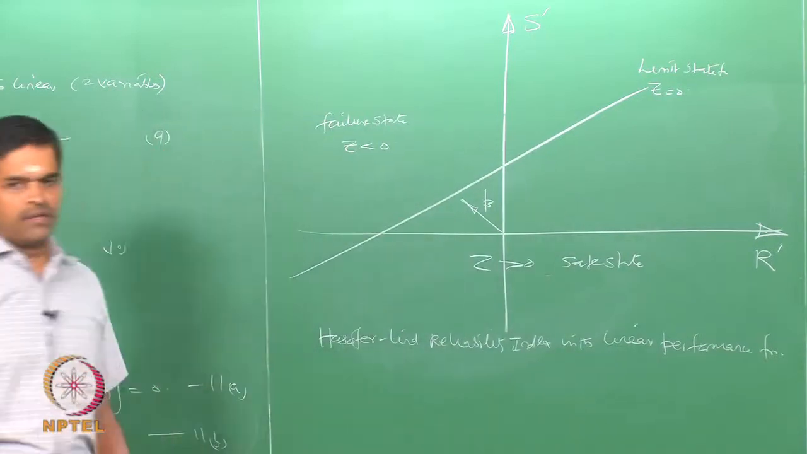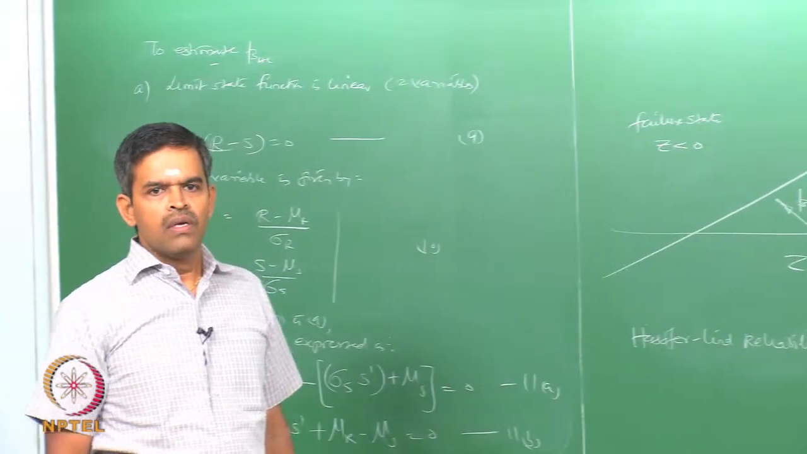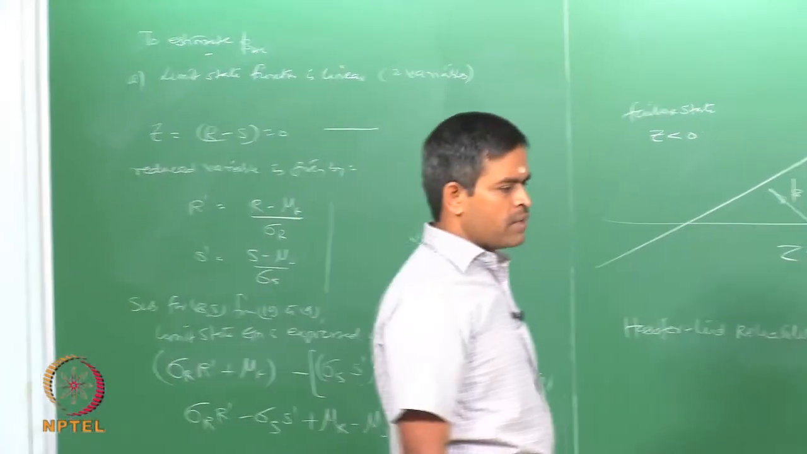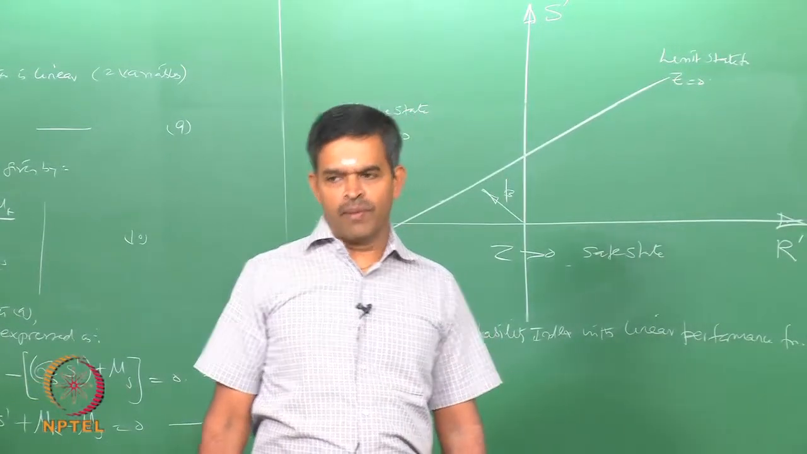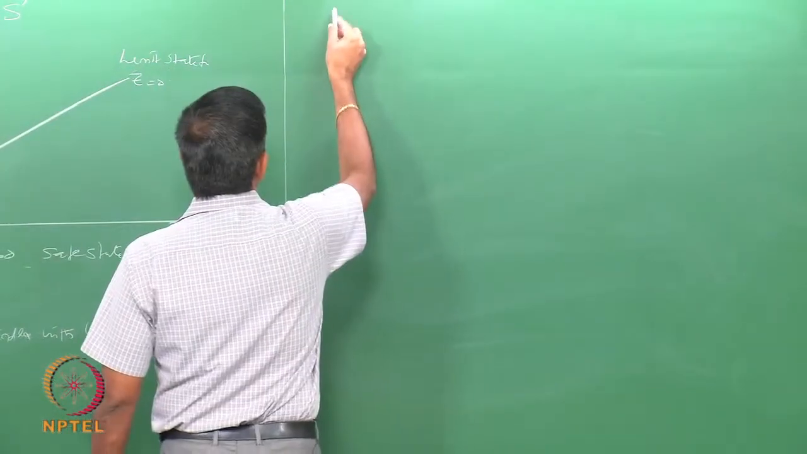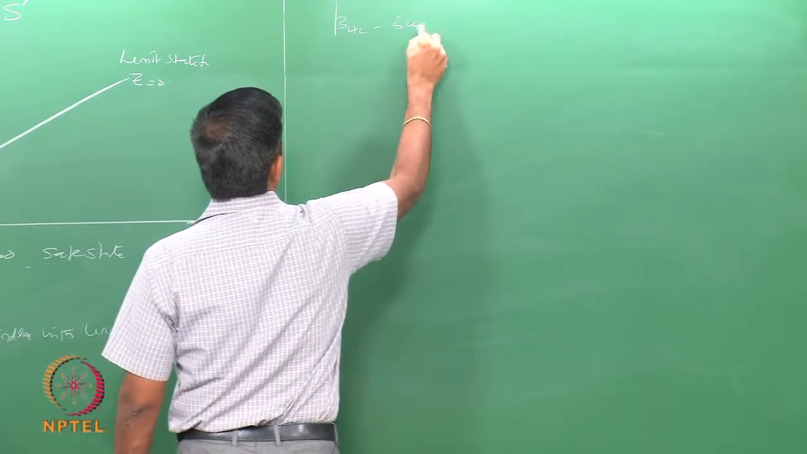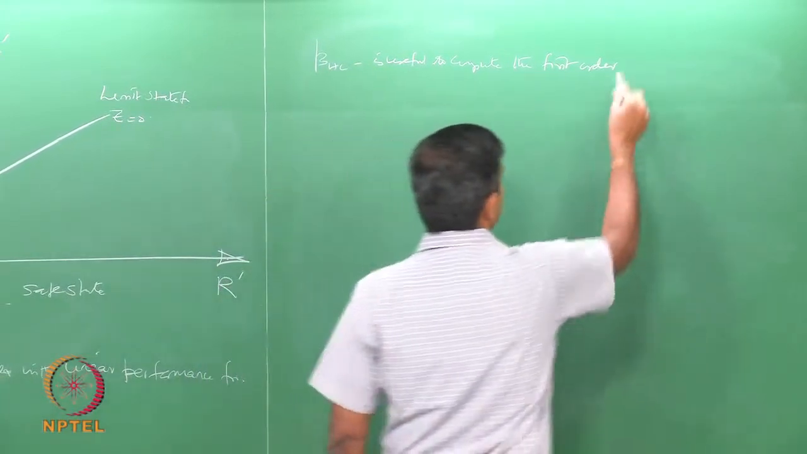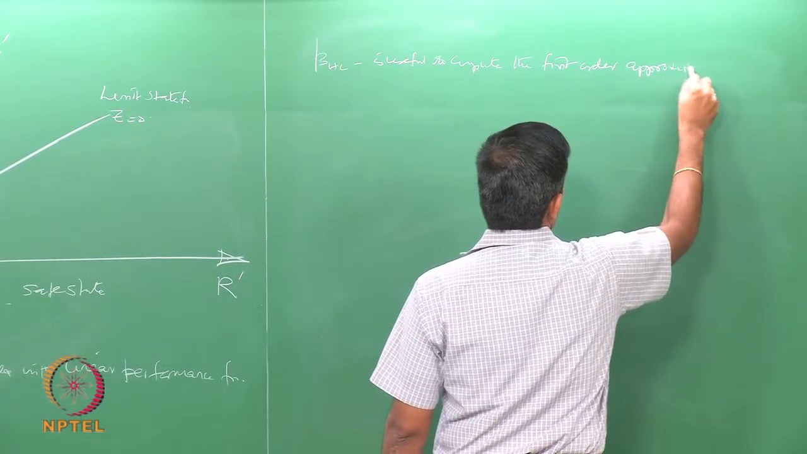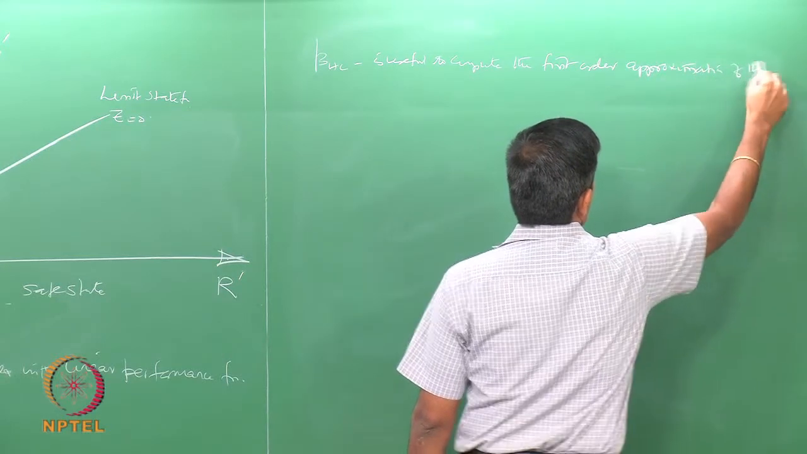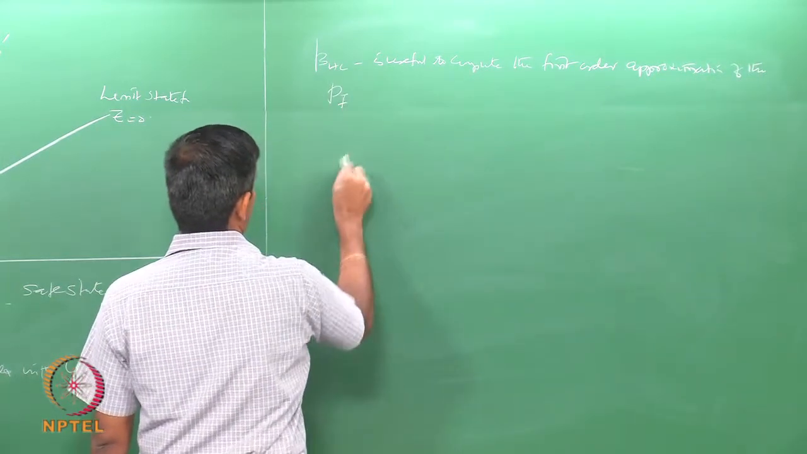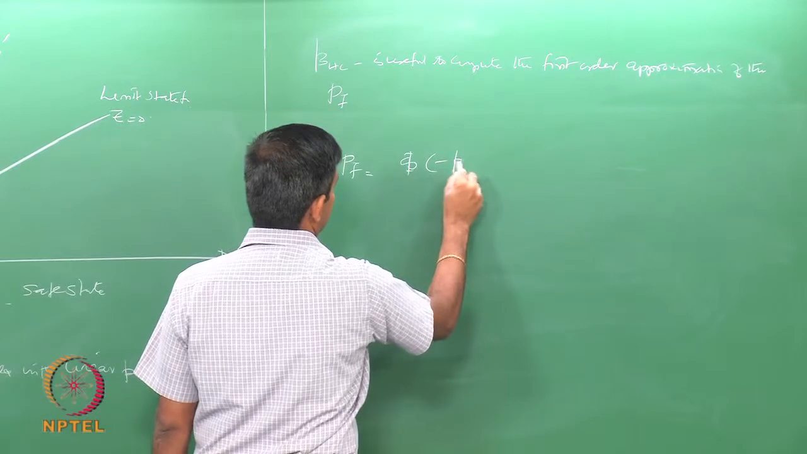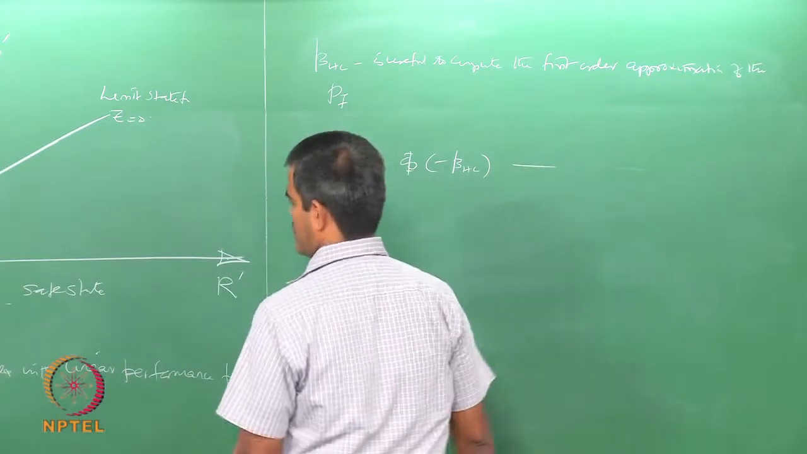Okay. There is no difficulty here. The Hasofer-Lind reliability index is useful to calculate the first order approximation of the probability of failure. So, the probability of failure is nothing but phi of minus beta, equation number 12.